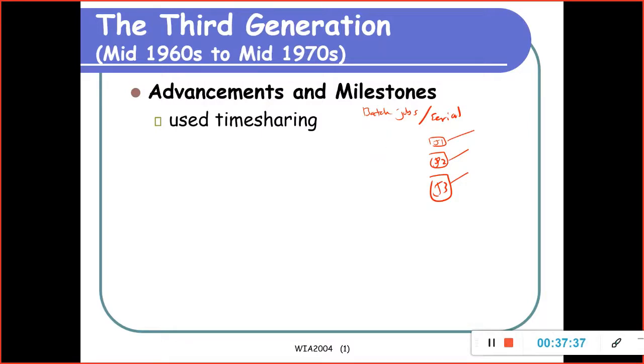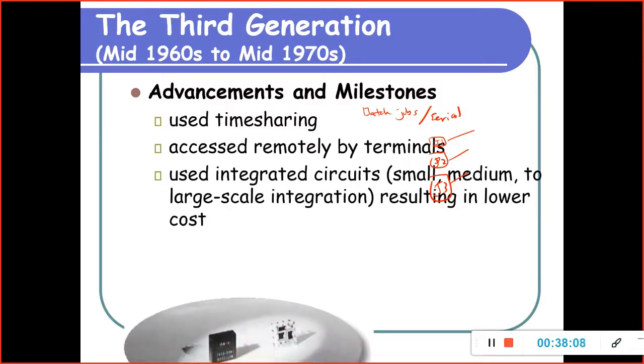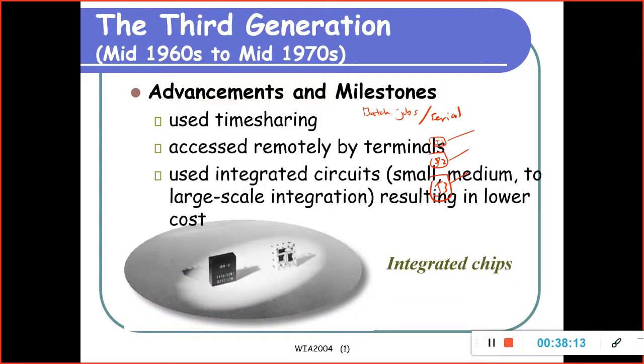Now they use time sharing, meaning that job one and job two can execute simultaneously. Or job one gets a specific time allocated, and if not finished, it must go to job two. It is accessed remotely by terminal, so this is the beginning of the network system. It uses integrated circuits, small, medium to large scale integration, resulting in lower cost.